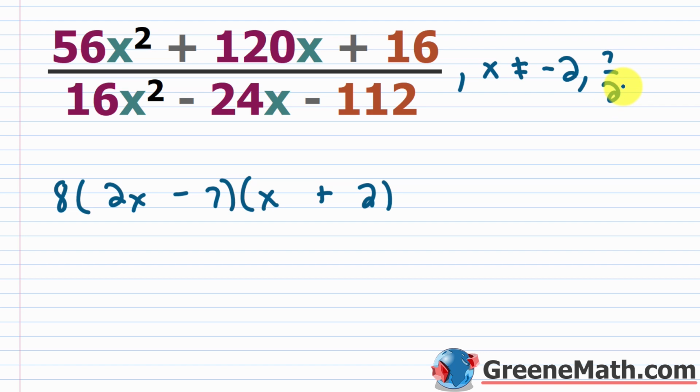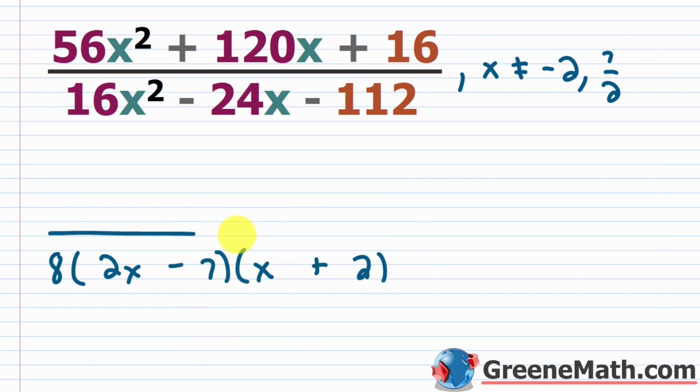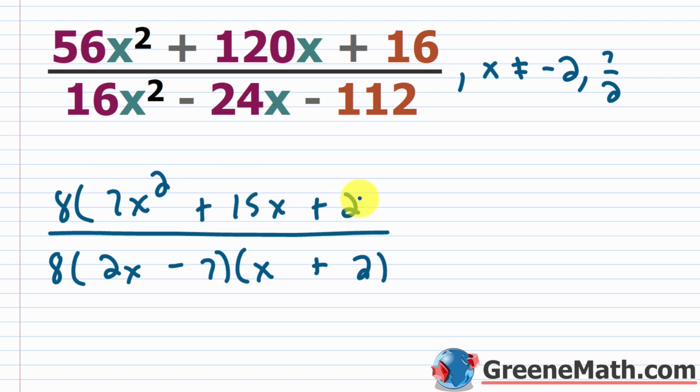Now, for simplifying, let me scooch this down a little bit. And let me put my fraction bar here. The numerator, let me see, 56, 120, and 16. I'm thinking we can pull out a 4, but I think we can pull out an 8 from this as well. What is 120 divided by 8? That's going to be 15, so it looks like we can do that. And so if we pull out an 8, we would have 7x squared plus 15x and then plus 2.